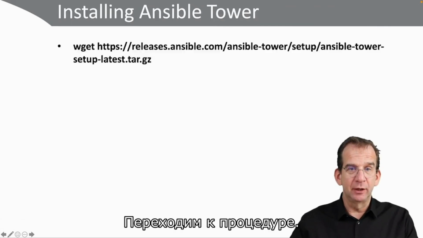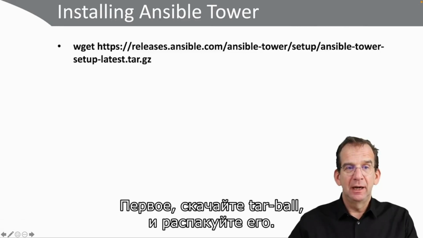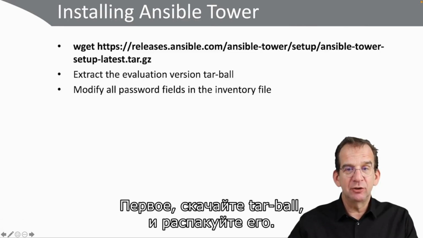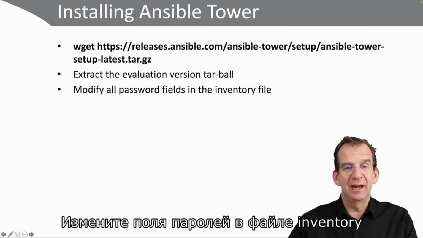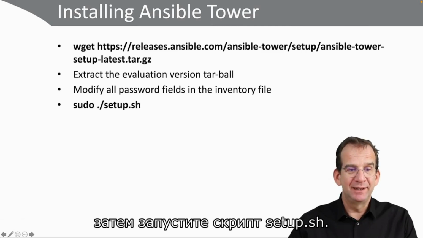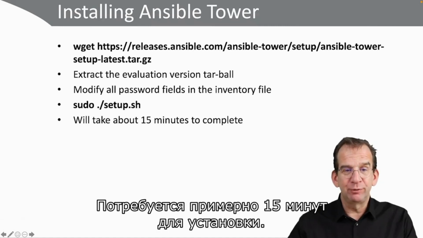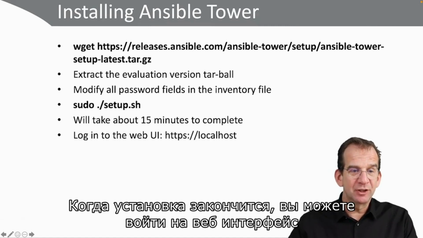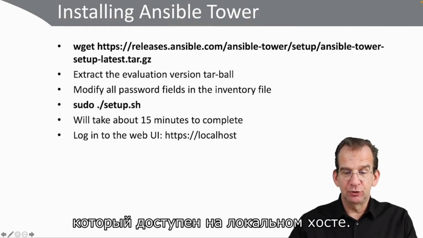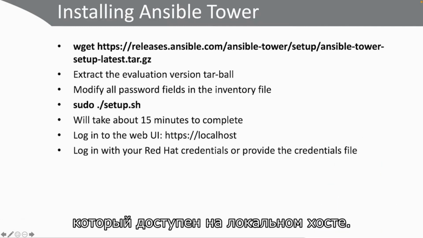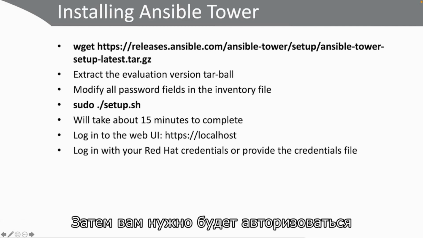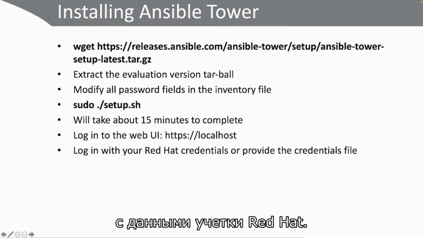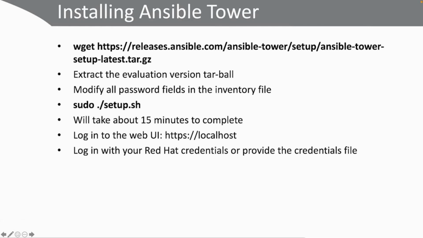So here is the procedure. You first need to fetch the tarball. Then you extract it, you modify all the password fields in the inventory file, and then you run the setup.sh script. And that will take about 15 minutes to complete. Once it is done, you can log into the web user interface, which is just available at localhost. And then you need to authorize it by providing your Red Hat credentials. Let me show you how this works.